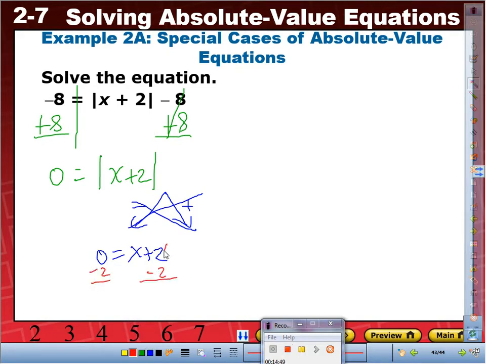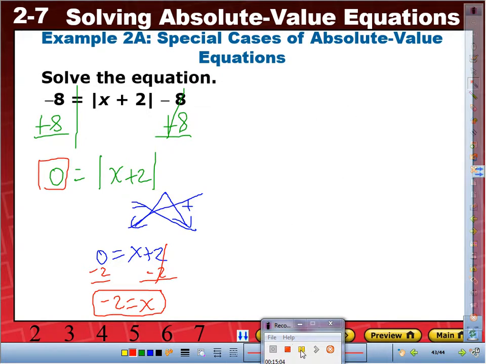Minus 2 minus 2, negative 2 equals x. And we're done. You're saying, wait a minute. Aren't we supposed to get two different answers? Yes, but all the other ones. However, this one had a what? 0. And what do you notice? That only gives us one answer. So far, so good? Okay, let's move on.